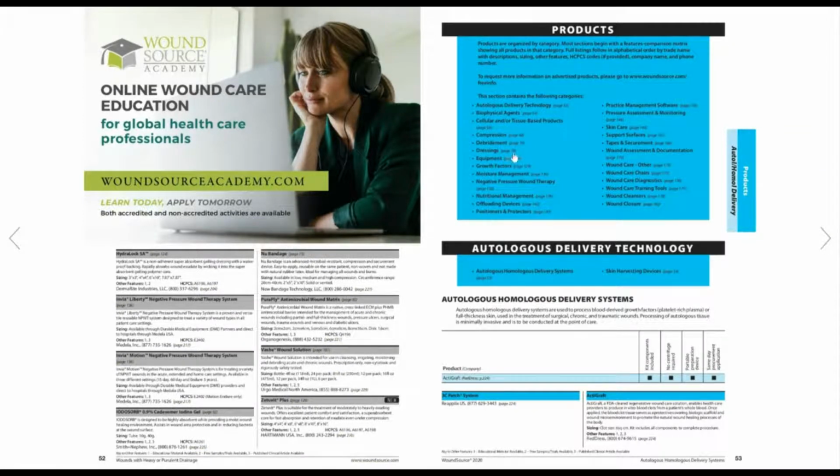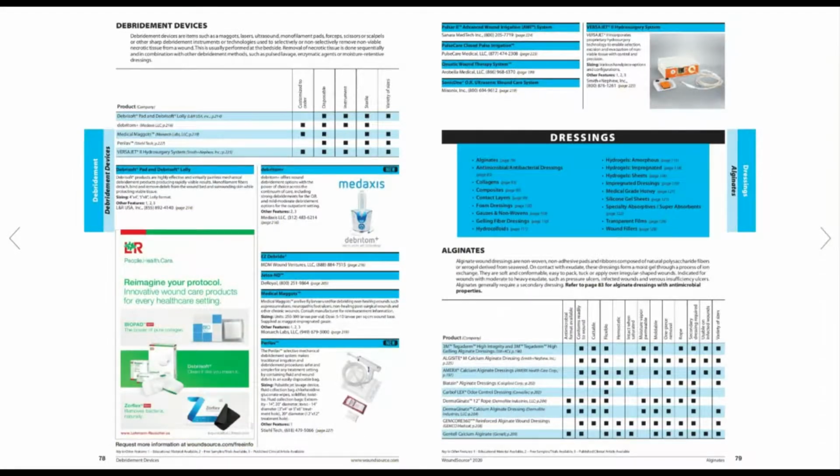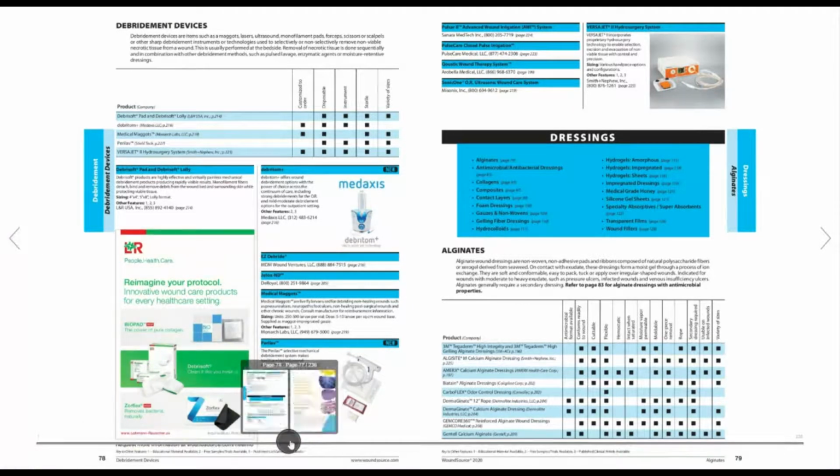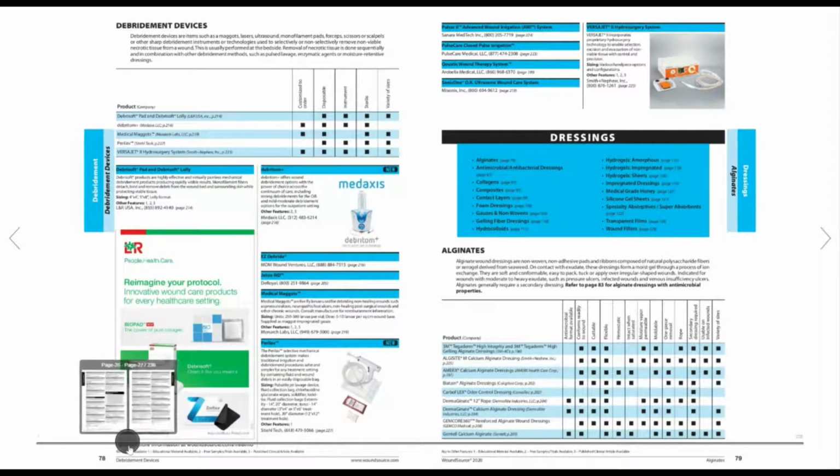If we look at the Dressings category as an example, at the beginning of the subcategories, there is a comparison grid which allows you to compare products at a glance, based on a standardized set of features. The next major section of the digital edition is the Patient Condition Index. Let's use the Go to Page functionality to move to this section.